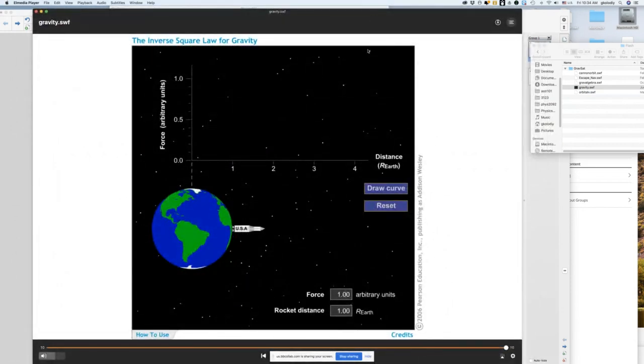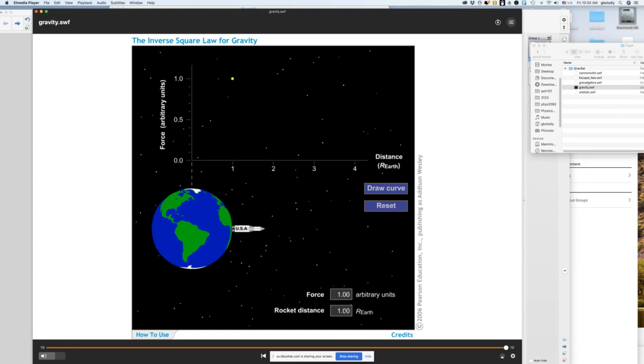So basically this shows you how the law of gravity works, how the gravitational pull on this rocket decreases as it moves further away from the Earth. So right now it's right on top of the Earth, so it's at a distance of one radius of the Earth. Now I'm going to pull it away just a bit, and you can see right now it weighs 1 unit, whatever this is, units are 1 ton, or 1 pound if it's a toy rocket. So let's see what happens as I pull it away.